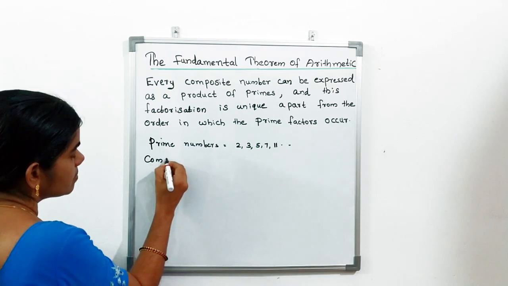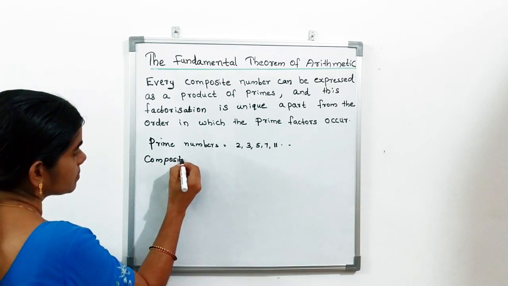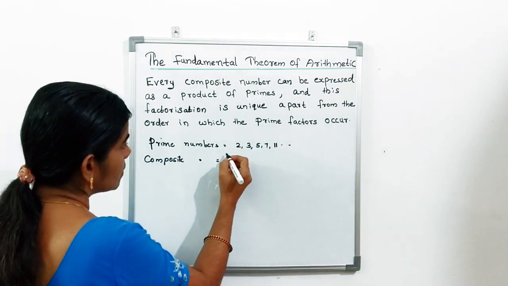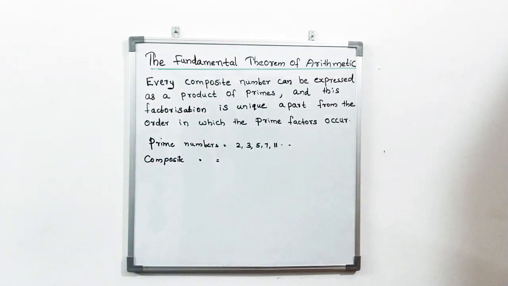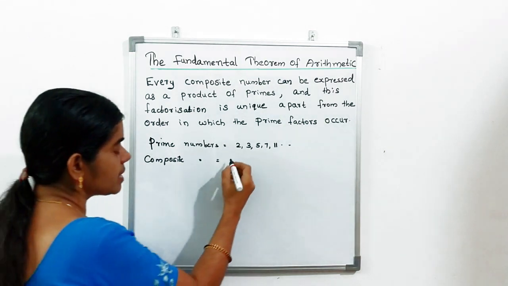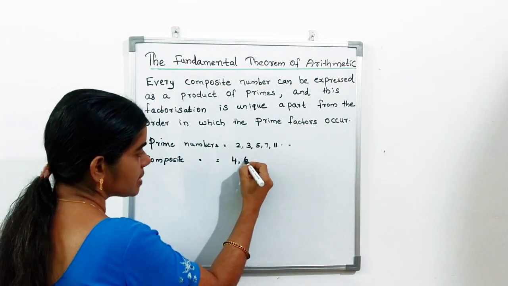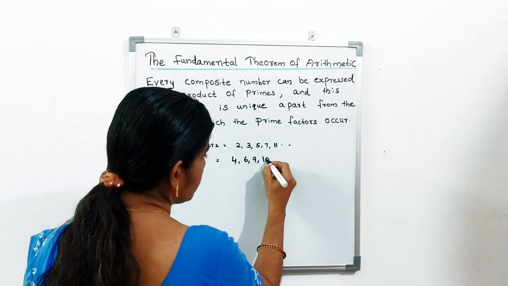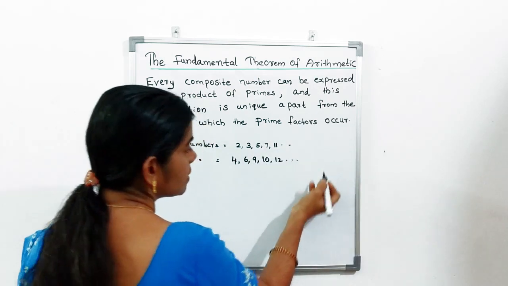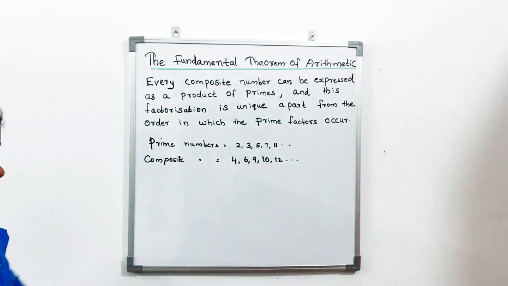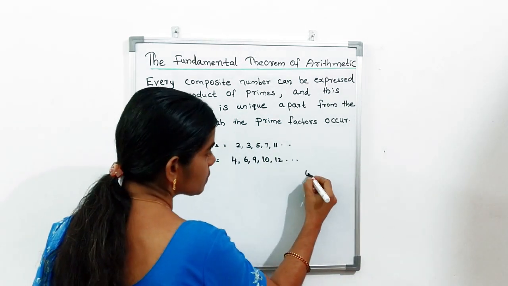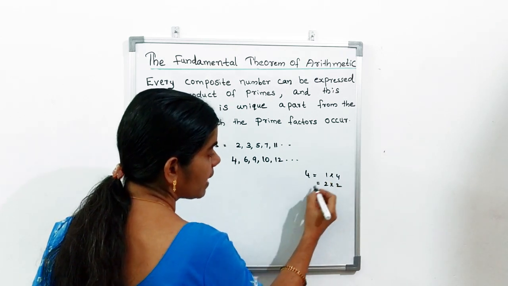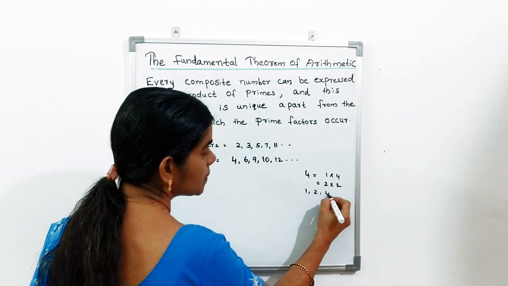Composite numbers. One is neither prime nor composite. Composite numbers means we can take 4, 6, 9, 10, 12, like that. All are composite numbers. Just look, 4 we can express as 1 into 4, then the other way, 2 into 2. Therefore, the factors of 4 are 1, 2, 4.